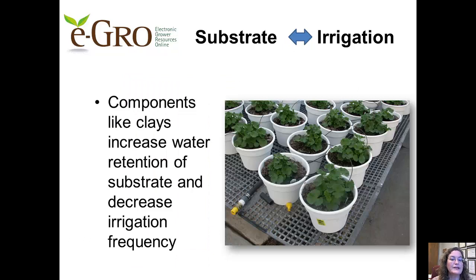Incorporating a small percentage of substrate components like pasteurized soil or small particle sizes of calcined clays will increase water retention of the substrate and decrease irrigation frequency. While it makes these hanging baskets in the photo heavier, one advantage is less frequent need for irrigation in the market channel, and that's a key reason why the grower does it.